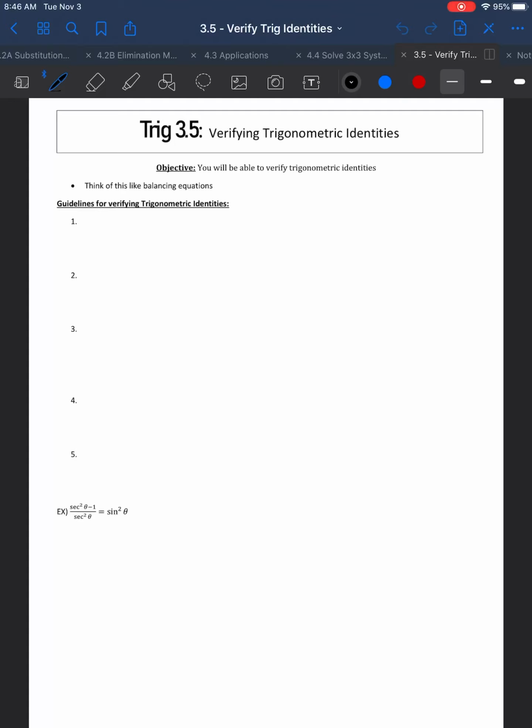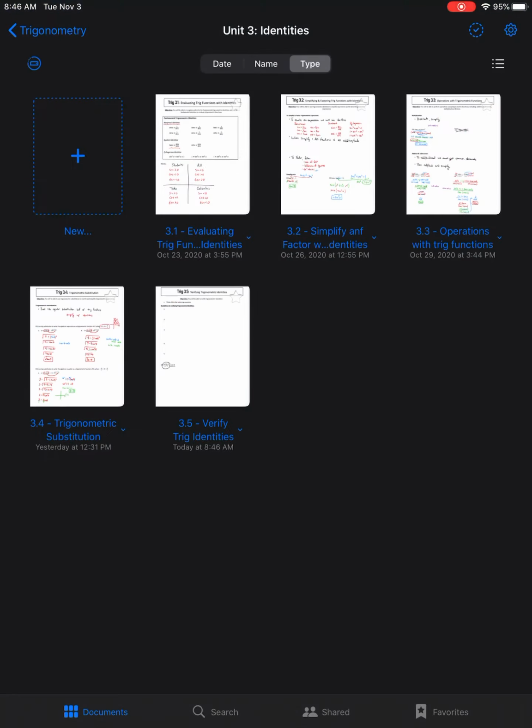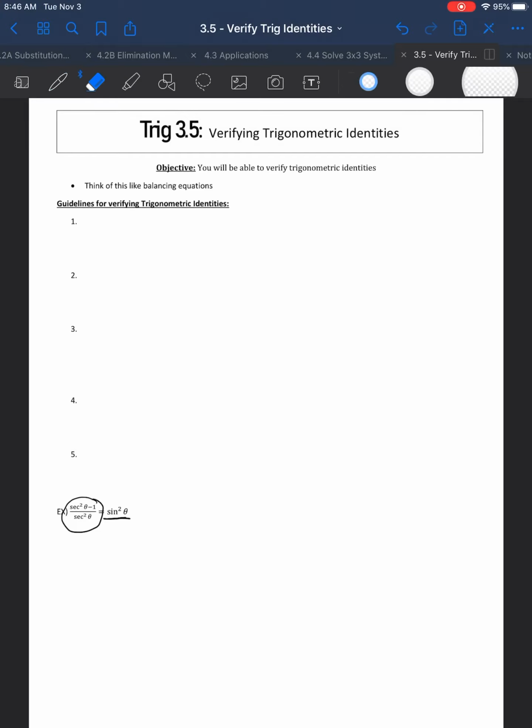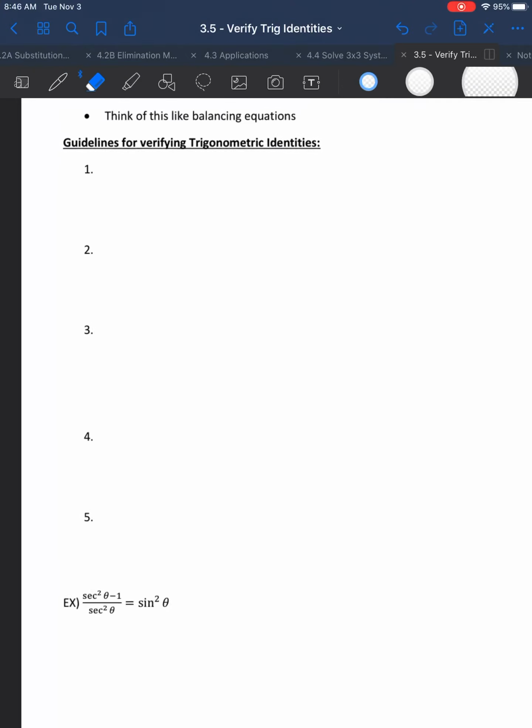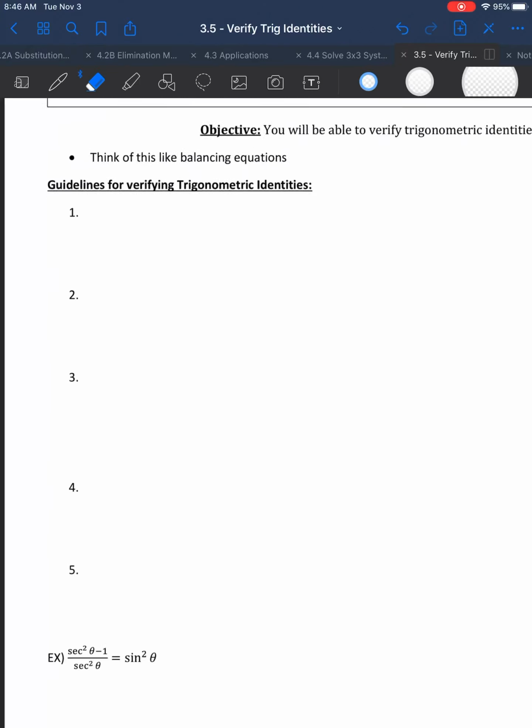Hi guys, today we are going to be verifying trig identities. So this lesson will be kind of similar to section 3.2. The one advantage though, if you look at this bottom example, in 3.2 I just gave you something like what I just circled. However, in 3.5 I'm telling you where I want you to go. I have a specific end that I need you to achieve.